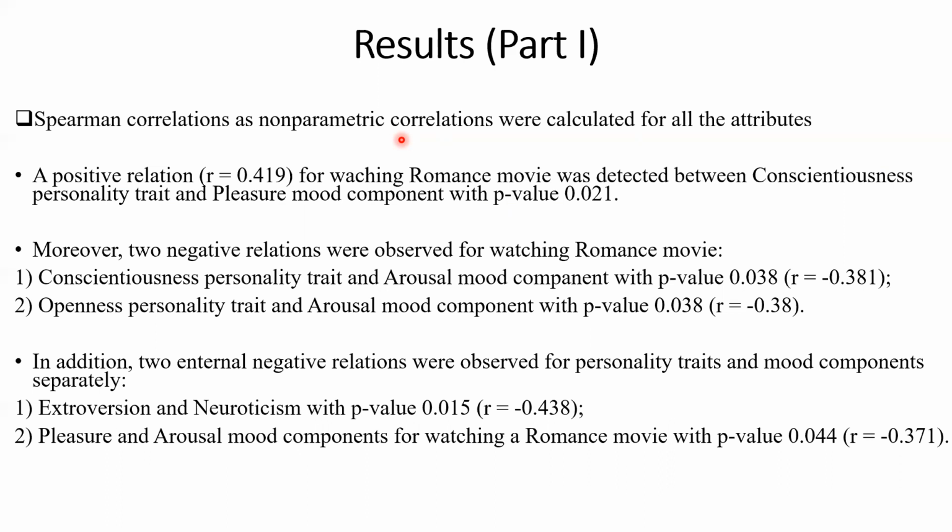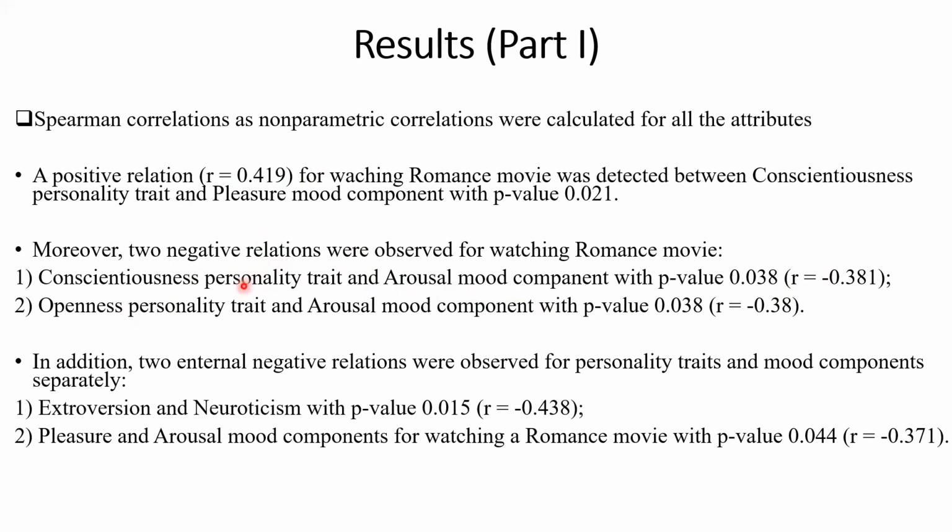So I've come up with these results. A positive relation for watching romance movies was detected between the C personality trait and the pleasure mood component. For each of them, you can see I have also provided the confidence level, here as the p-value. Moreover, I found two negative relations for watching romance movies: the C personality trait and the arousal mood component, and the O personality trait and the arousal mood component. As you can see, I mentioned only the significant ones here.